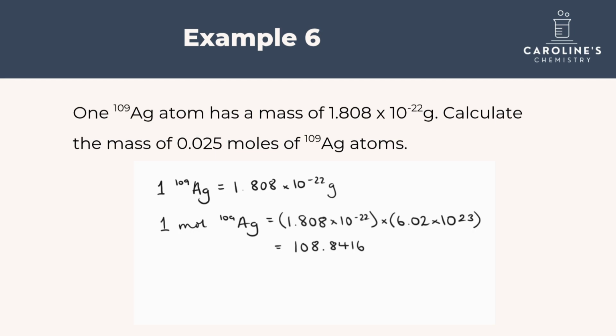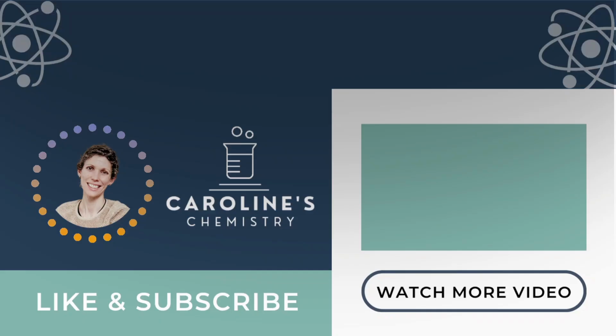108.8416. I'm not going to round that because I'm in the middle of a calculation. Now I want to find 0.025 moles of this, and this is 1 mole. So I'm just going to take this answer and times it by the 0.025. That gets us to 2.72 grams. That's our overall answer.